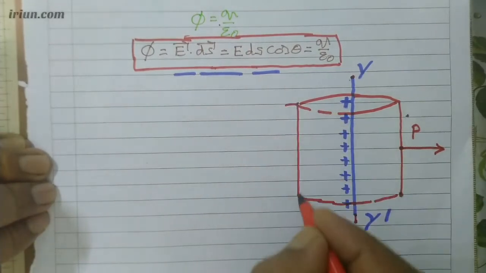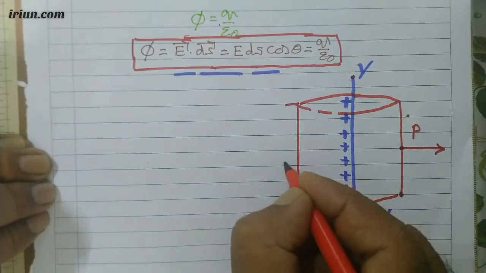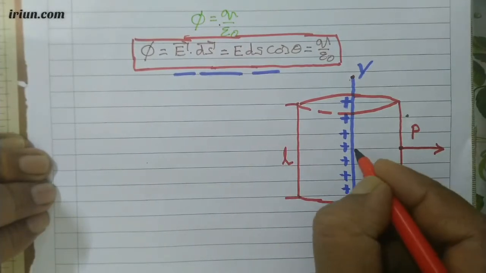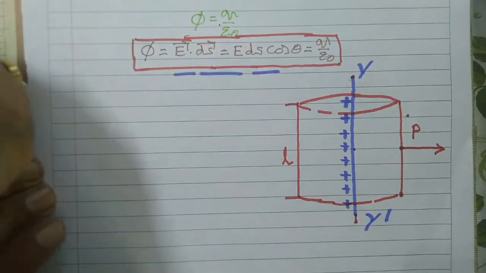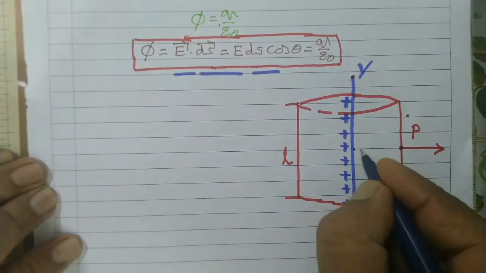Now, the length of this Gaussian surface is L. The distance here is R, from here to here it is R.